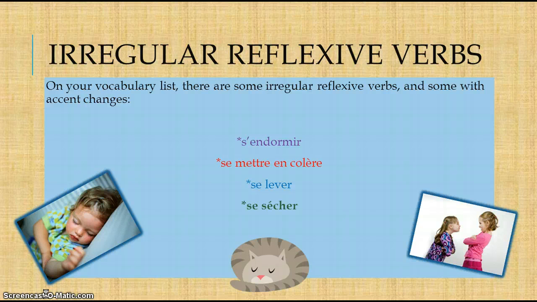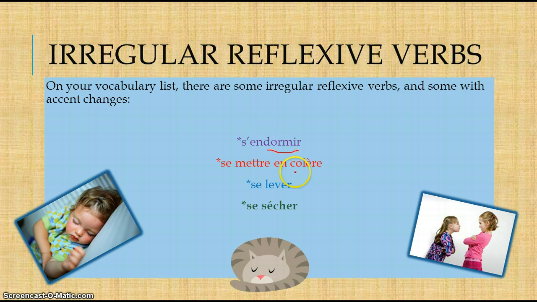There are some irregular reflexive verbs, as I alluded to earlier in the presentation. On your vocabulary list, we'll talk about some of those. I have 4 of them listed here for you. We have s'endormir. Notice it has dormir inside of it, so it has to deal with going to sleep, right? You would be correct. S'endormir is to go to sleep.